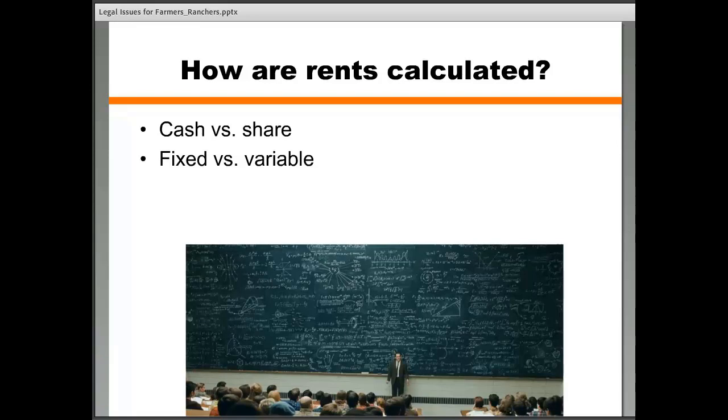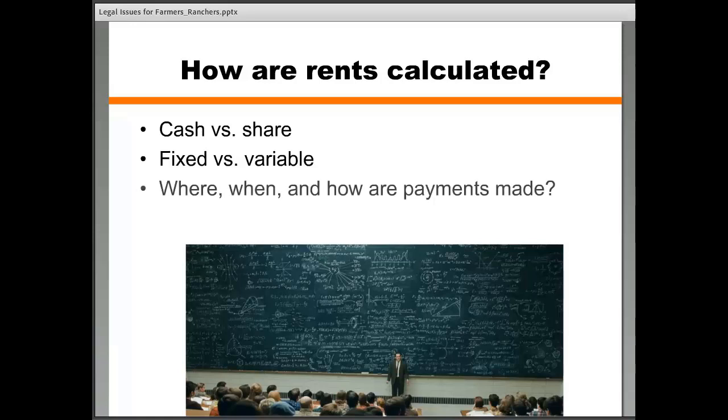Lots of times today, we also see fixed rents versus variable rents. Variable rents might have floors or ceilings. For example, we might have a cash rent that is stable until our commodity price goes above a certain level, and then we might have a premium added on to our rent. Or it might be constant until our price goes below a certain floor, and then there might be a discount. Variable rents are landlord and tenant's ways of trying to share upside and downside risk. A lot of that is driven by the relative bargaining power of the two parties, but it's something that you need to think about.